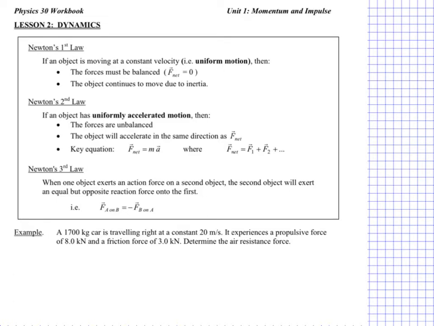Couple of key skills going on here. We're going to keep track of these key skills. We definitely are going to want to do our F nets. That's a key skill that we're going to need to be getting good at. We're also going to be doing our FBDs, our free body diagrams, and that's another big one that we need to get quite good at.